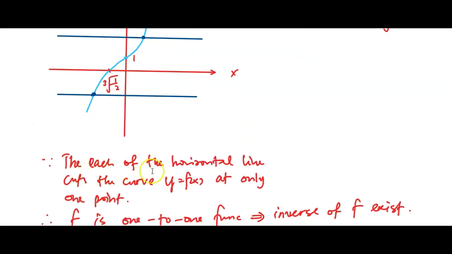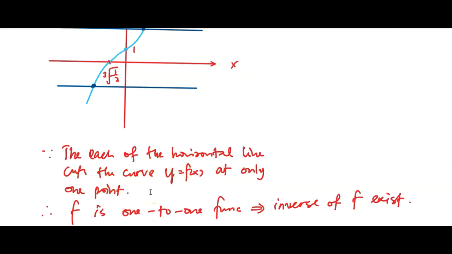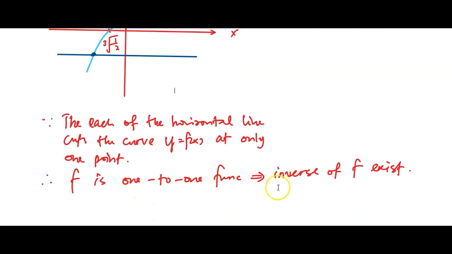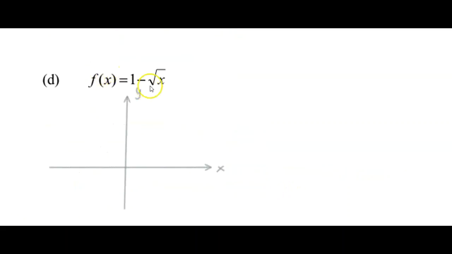We say that since each of the horizontal lines cuts the curve y equals f(x) at only one point, f is a one-to-one function. So we say that the inverse of f exists. For the function 1 minus square root of x, I will start by sketching the graph y equals square root of x. That is our basic graph of the third function. This is y equals square root of x.